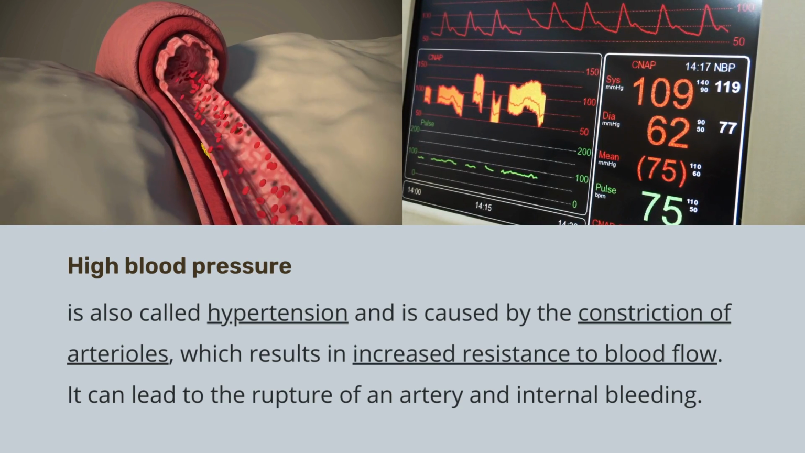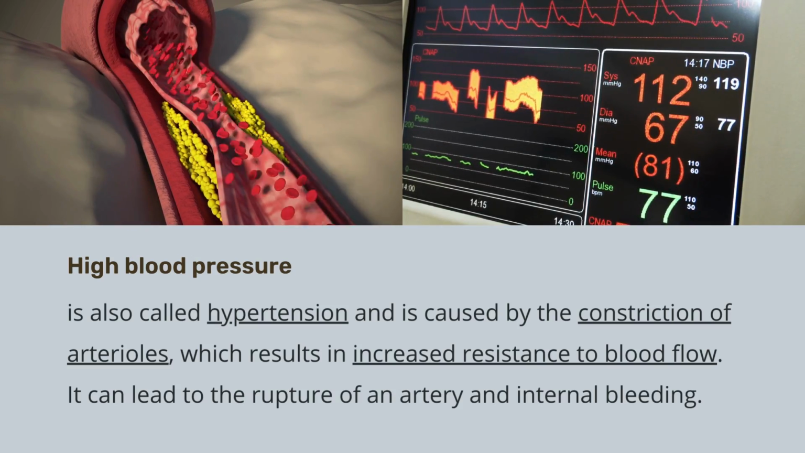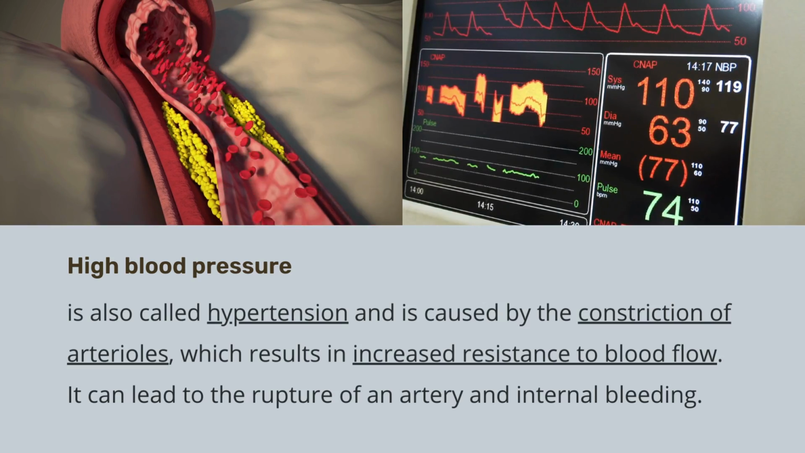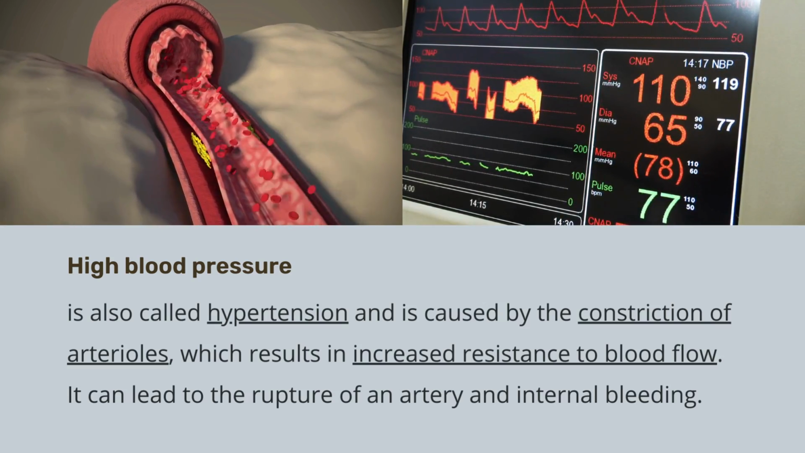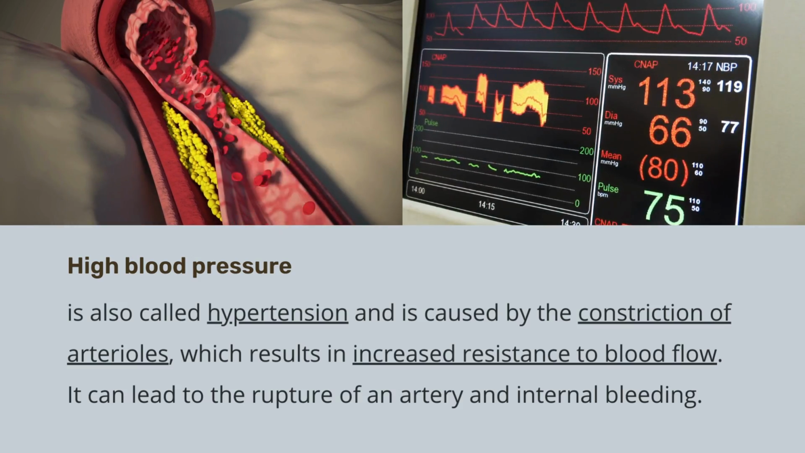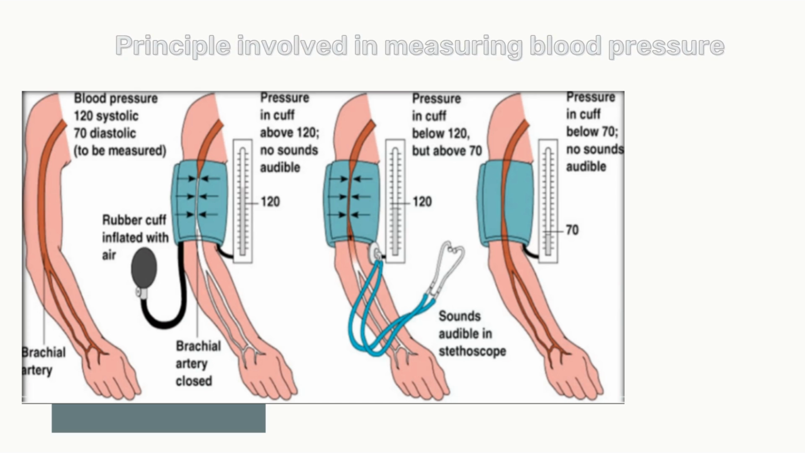High blood pressure, also known as hypertension, is caused by the constriction of arterioles, which results in increased resistance to blood flow. It can lead to the rupture of an artery and also internal bleeding, so we have to be very careful. This is now the principle involved in measuring blood pressure. If you want, you can pause it and go through it.